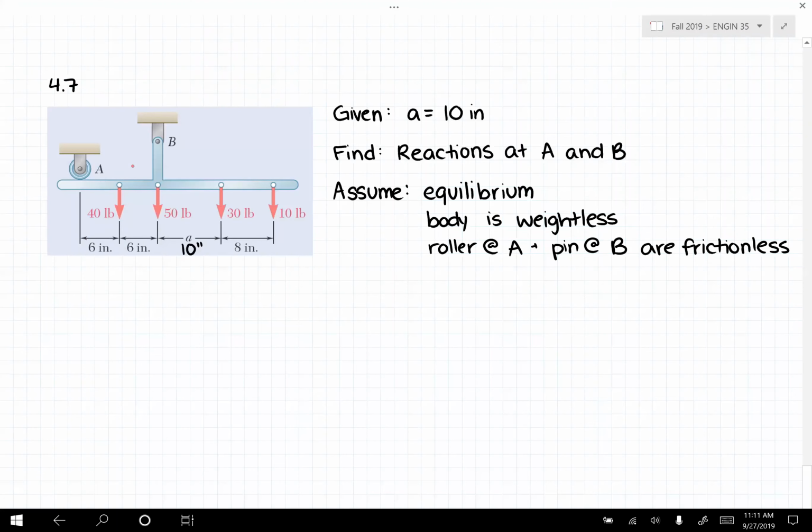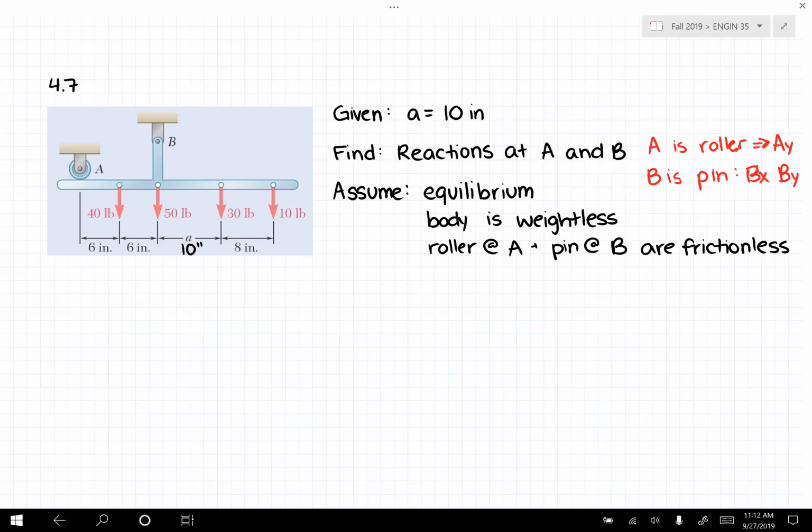So A is a roller. So we're going to have a force perpendicular to the surface. So we're going to have a force in the y direction, Ay. B is a pin. So we're going to have a force in the x direction, Bx, and a force in the y direction, By. So we have three unknowns, Ay, Bx, and By. So we need three equations to solve for those three unknowns.